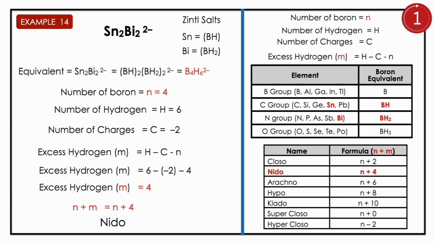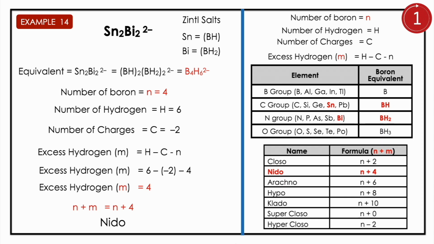If you substitute equivalents for tin and bismuth, the formula becomes BH2, BH2 twice, 2 minus. If you rewrite it, it becomes B4H6 2 minus. So the compound becomes simple boranes. We can apply Wade's rule now. First step will be counting the boron. Number of borons are 4, so N equals 4. Number of hydrogens are 6, so H equals 6. Charges are minus 2, so C is minus 2.